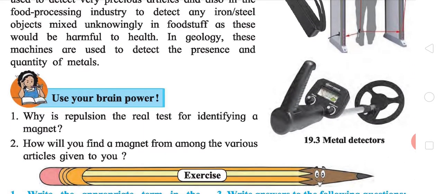Heading: Use your brain power. One, why is repulsion the real test for identifying a magnet? Two, how will you find a magnet among the various articles given to you?